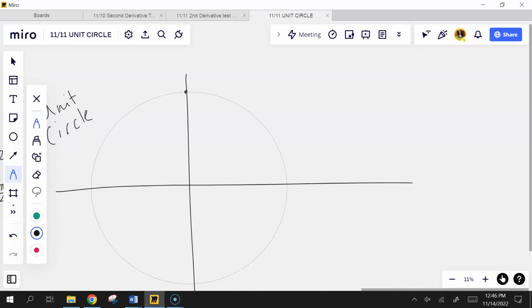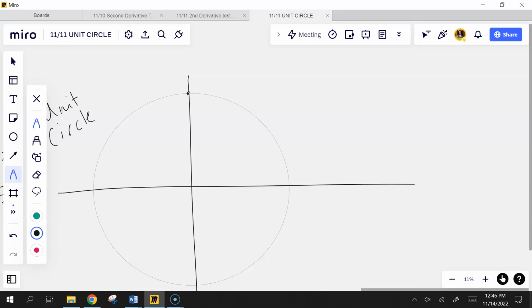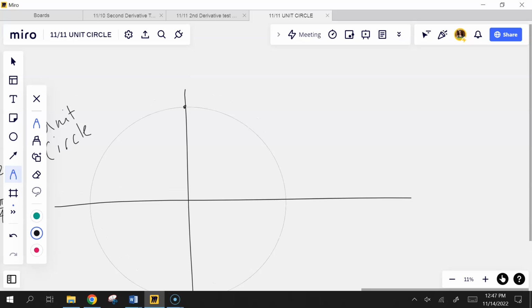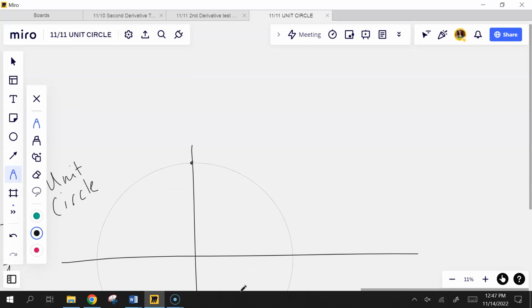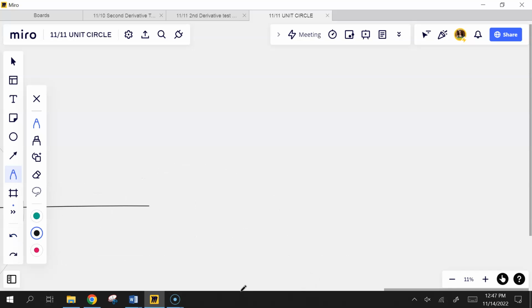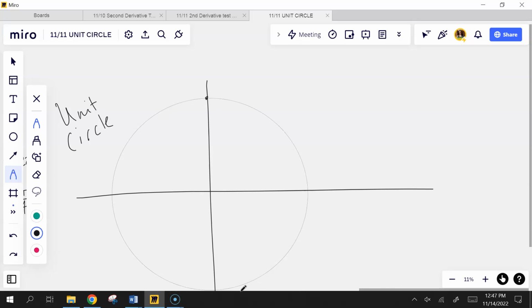The unit circle is derived or comes from special right triangles. We use special right triangles to form them. So remember whenever we were talking about 45, 45, 90 and 30, 60, 90 triangles, and I told you it was important that you remember them. We would get to it a little bit later. I'm going to put a couple marks here, a couple radii on my circle.